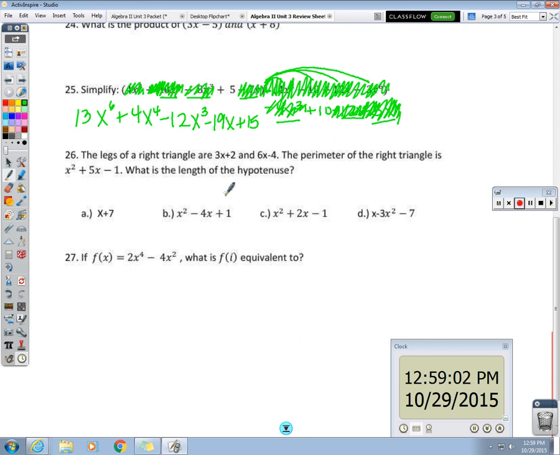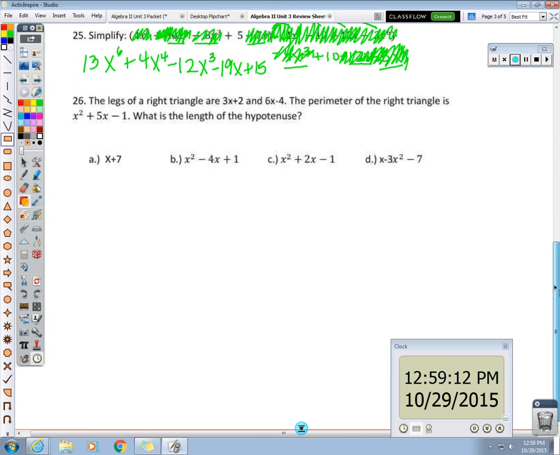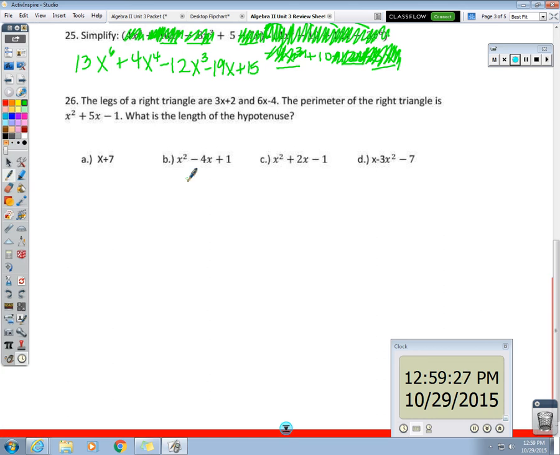All right, number 26. I'm going to make some scratch paper to work with. All right, the legs of a right triangle are 3x plus 2 and 6x minus 4. The perimeter of the right triangle is x squared plus 5x minus 1. So what is the length of the hypotenuse? Okay, well what I did was I drew a right triangle. Okay, a right triangle is just a triangle with a 90-degree angle.